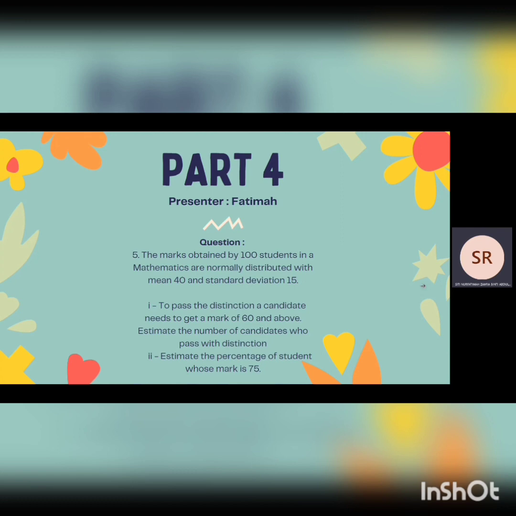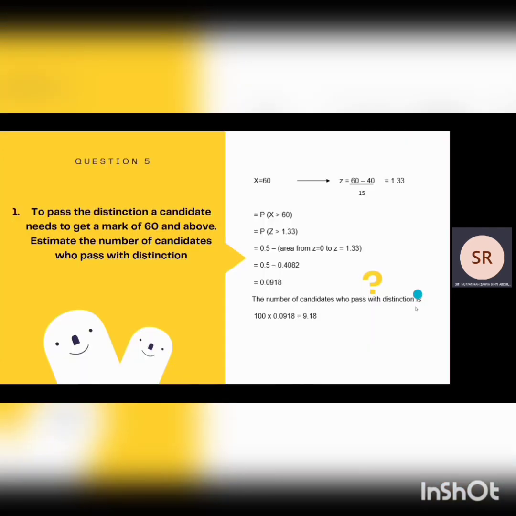Question 5 is about the marks obtained by 100 students in mathematics, which are normally distributed with mean 40 and standard deviation 15. It has two questions, part one and part two. First, we go to part one. To pass this station, a candidate needs to get a mark of 60 and above. Estimate the number of candidates who pass this station.